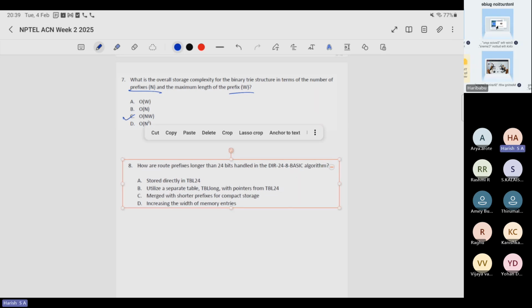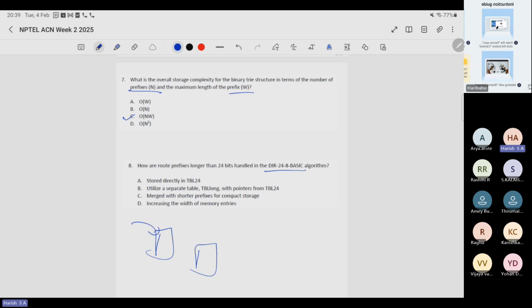So there is this algorithm called DIR 24/8 basic algorithm. If you look at the video, they basically have two levels of tables. First they look up into one table, and then if you get a hit, corresponding to that you get the next 8 bits. It's explained in the video.